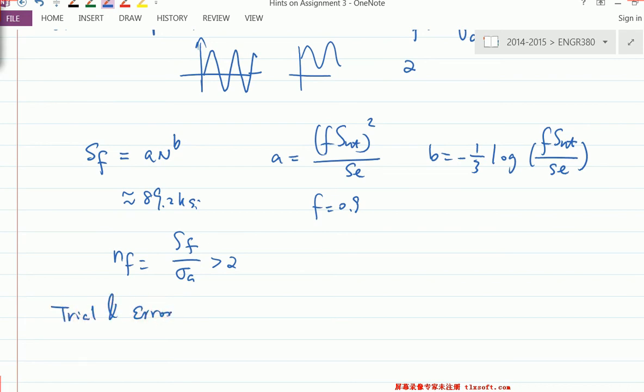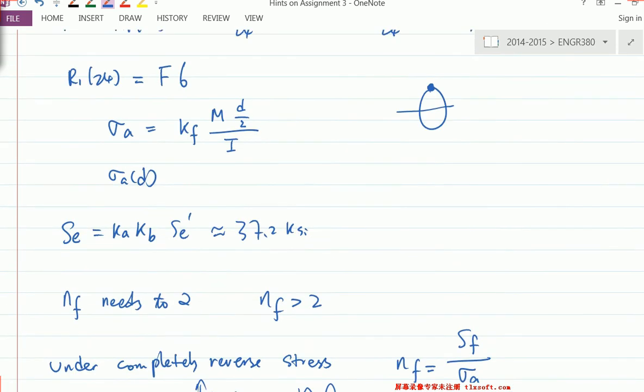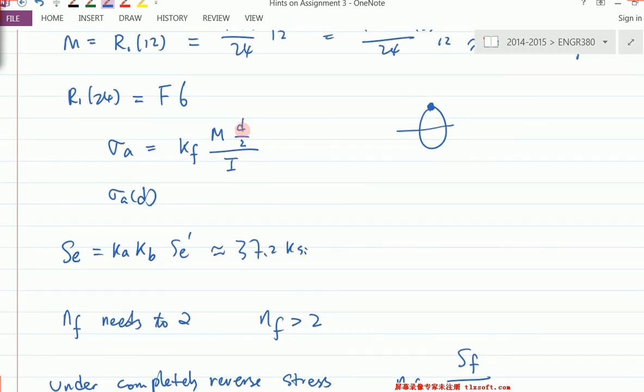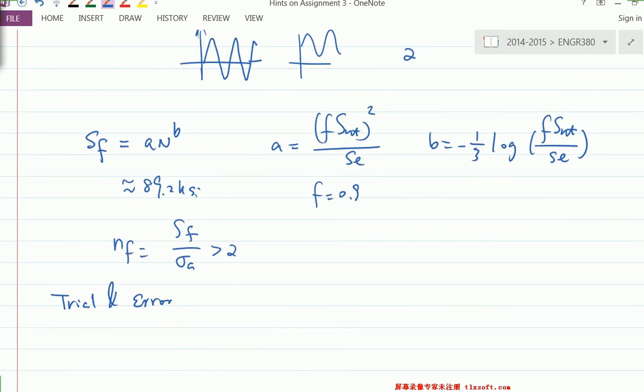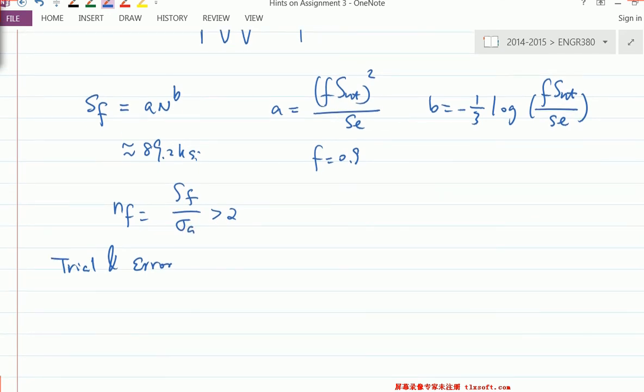Trial and error basically means, here's a D. I'm going to plug in a certain number for D, calculate sigma A, and plug it here, and check if the safety factor is greater than 2 or not. If not, then we'll just have to bump up the standard D and do it again, right? So, here's what you can do.